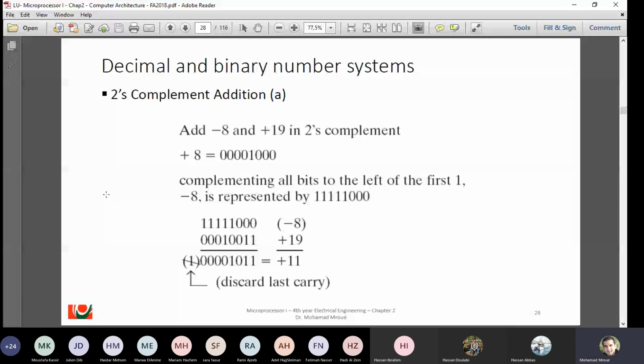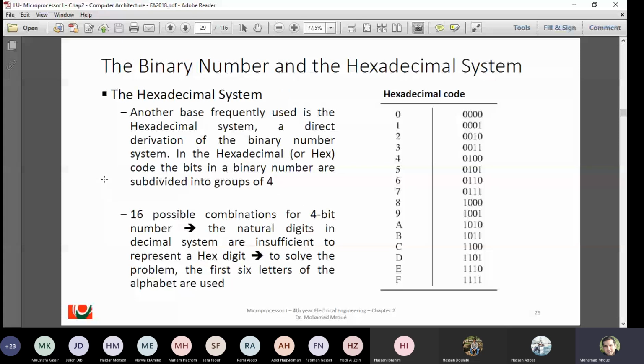Another base frequently used is the hexadecimal system, which is a direct derivation of the binary number system. In hexadecimal code, the bits in a binary number are subdivided into groups of 4. There are 16 possible combinations for a 4-bit number. The natural digits of the decimal system are insufficient to represent the hex digits. So to solve the problem, the first 6 letters of the alphabet are used.